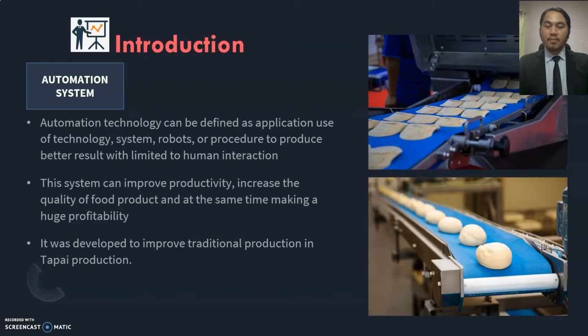Automation system. Automation technology can be defined as application use of technology, system, robots, or procedure to produce better result with limited human interaction. The system can improve productivity, increase the quality of a product, and at the same time make a huge profitability. This machine was developed to improve traditional production, especially in tapai production.